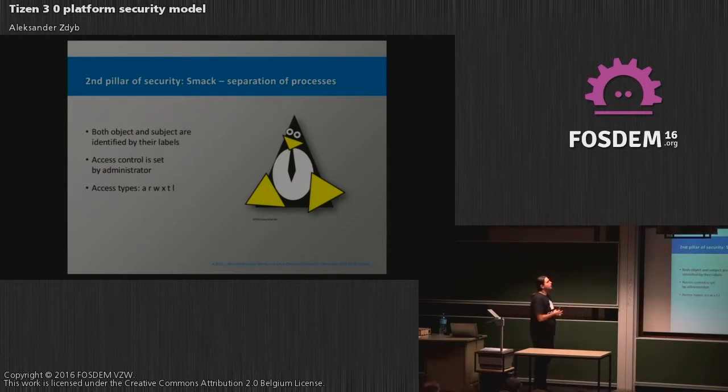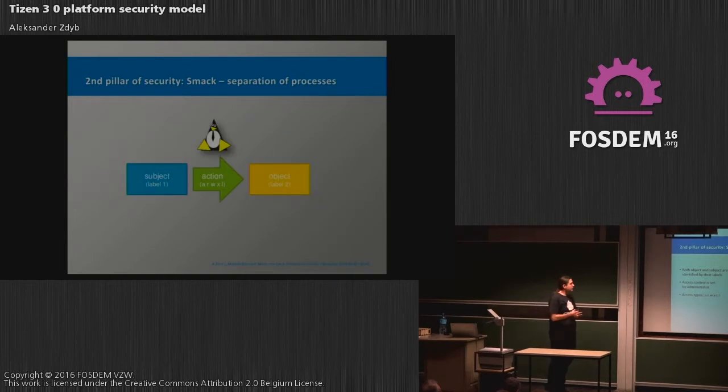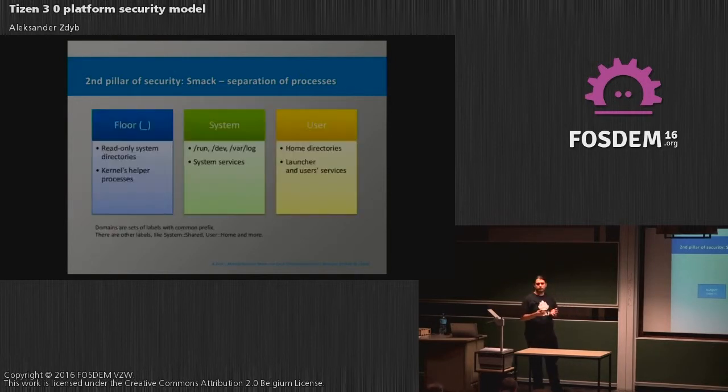Next is SMACK. It's one of the LSMs in the kernel. If you don't know what it is, maybe SELinux, something similar but much simpler. How it works: you can label resources or even processes in the system with labels, and have rules which say what a label can do on which other labels.